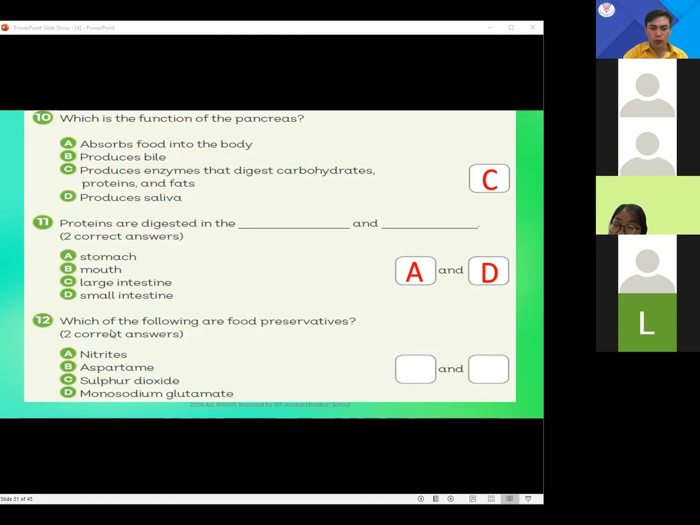Which of the following are food preservatives? Two correct answers again. Nitrites, aspartame, sulfur dioxide, or monosodium glutamate? What's the answer? Chuntida? Come on, answer, Chuntida. I want to give you points. Oh, you have 2 points already, right? So maybe if you want more. Come on, let's have Kimika, Jinipa, Purichaya. Come on, answer, so that you will have a point. Number 12, anybody who wants to answer number 12? This is very, very simple. These two answers are all chemical preservatives.